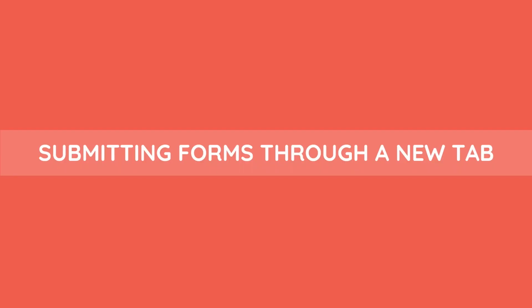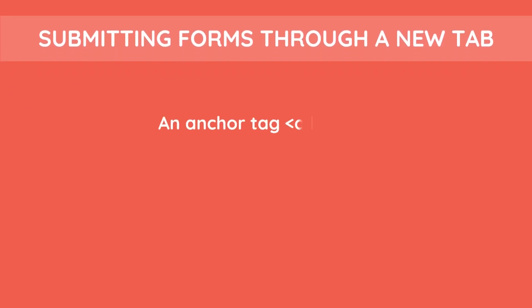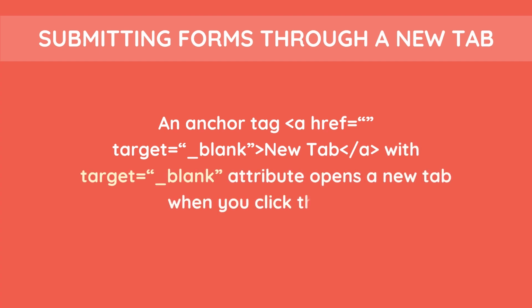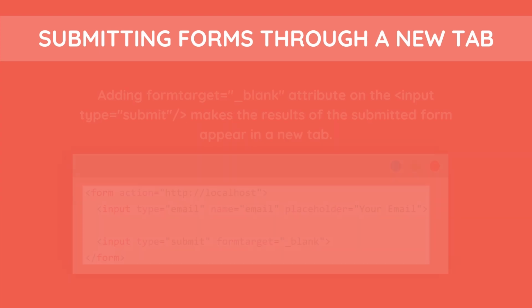Tip number 6, submitting a form through a new tab. A link tag with a target blank attribute opens the link in a new tab. You might know that already. So it basically opens a new tab, makes a GET request and displays the result on that new page. So you can do that with forms too.